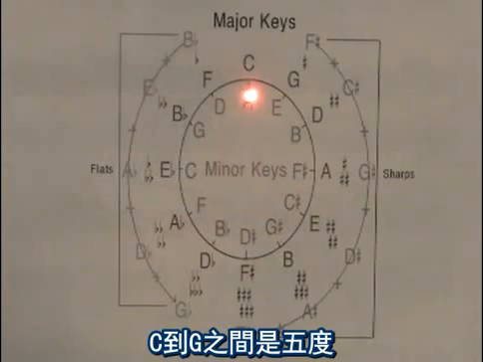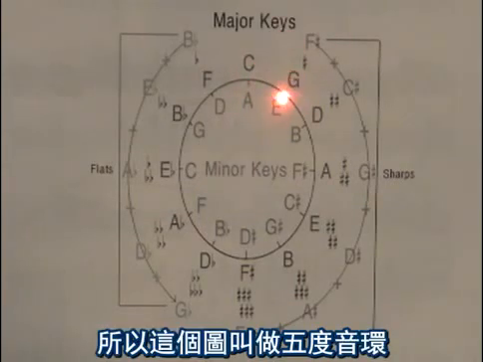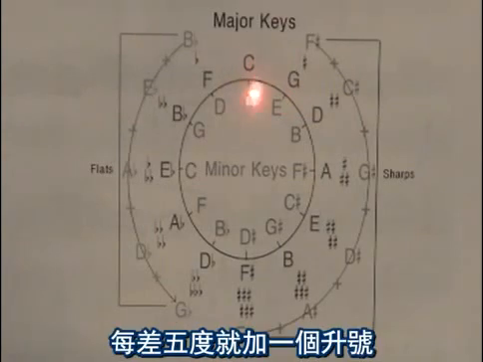And you notice how when you go from C to G, they are a fifth apart. And that's why this is called a circle of fifth. Whenever you are a fifth apart, you start adding sharps.